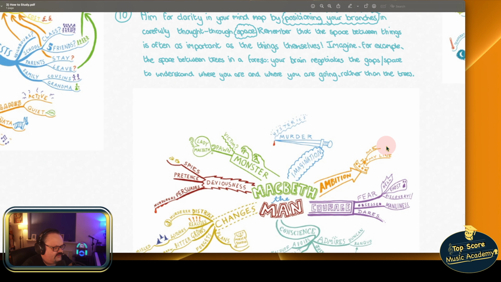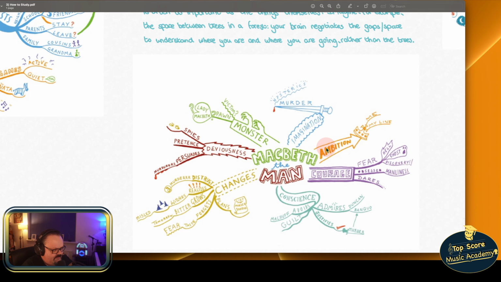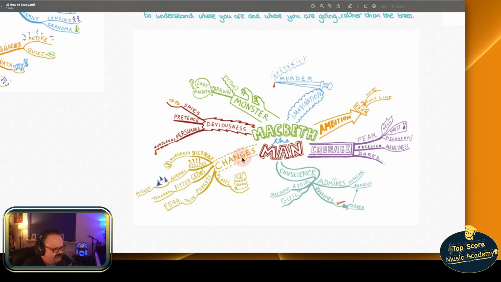So here you can see this mind map on Macbeth, with all the different ideas of the play: the deviousness of his character, the changes that happen, subconscious, courage, ambition, imagination, the monster. All of that is brought together very colorfully and quite creative, but there's a lot of empty space around it as well. He filled the page. He didn't try and squish everything or squash everything into a corner or make everything tiny. Fill the page and have a lot of space around those ideas, so it's easy to read what's going on.